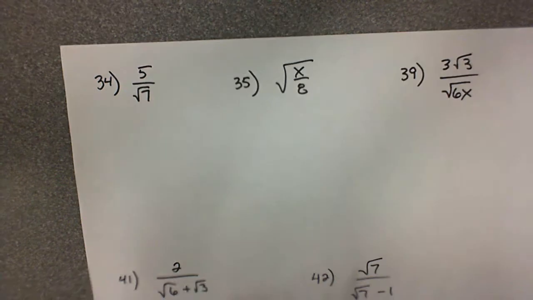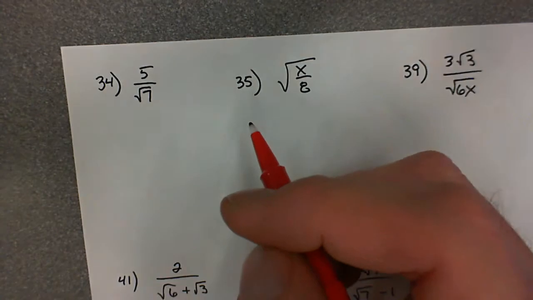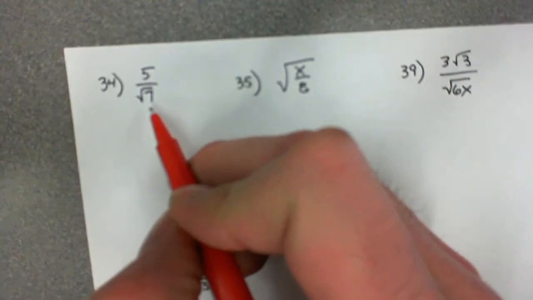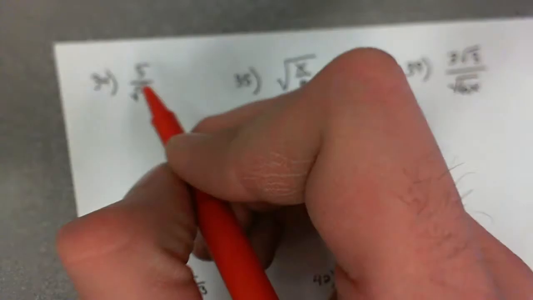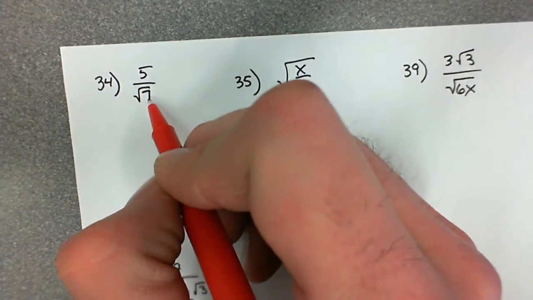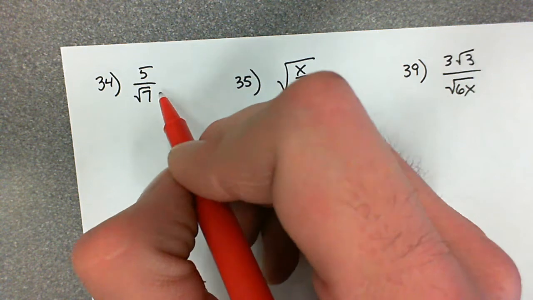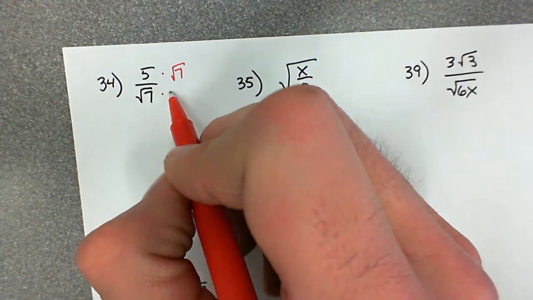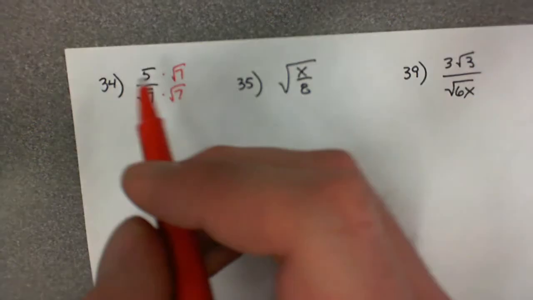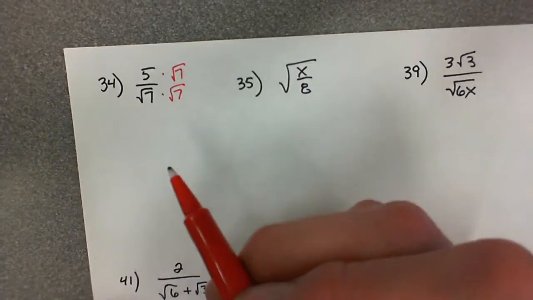Okay, on number 34, here we have a square root in the denominator. We don't want a square root in our final answer in the denominator. So we're going to multiply to make the denominator into a perfect square. So we're going to have a square root of 7 on top and bottom. Multiply the top by square root of 7 and the bottom by square root of 7.